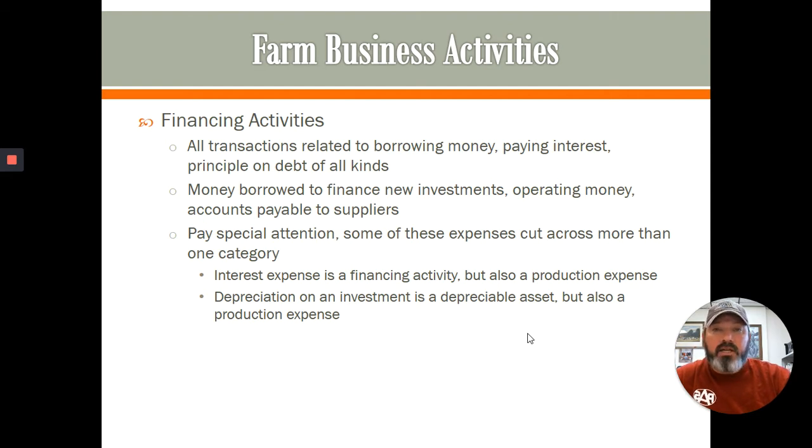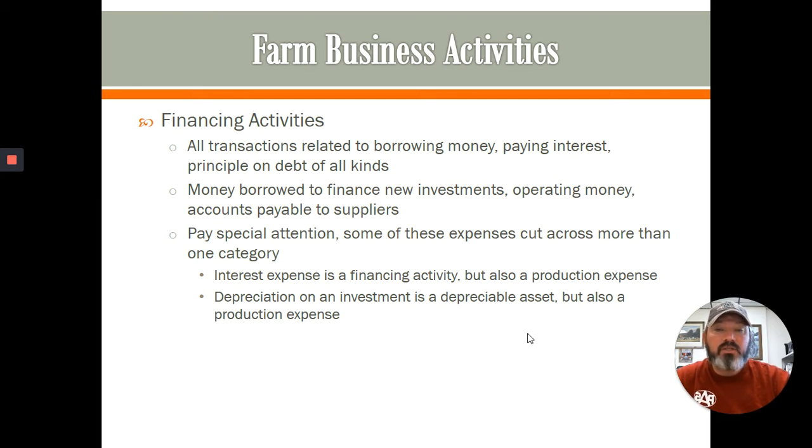Thirdly, then we can look at financing activities. These are all transactions that relate to borrowing money, paying interest and principal on debt of all kinds. So we always need to know how much money we've borrowed, financing those new investments, whether it's operating money, mortgage payments, and accounts payable to suppliers. What that means is if you have had seed delivered to the farm that you haven't paid for yet, and that invoice is coming, that is an account payable that you owe and will count on the balance sheet that we'll talk about in a subsequent unit.